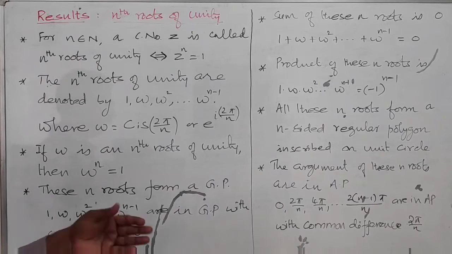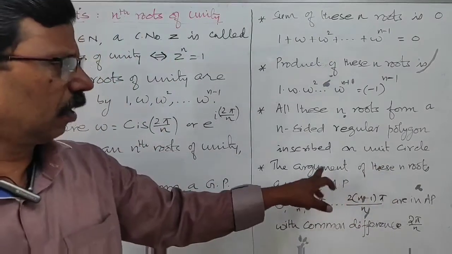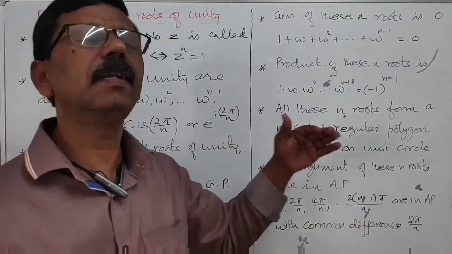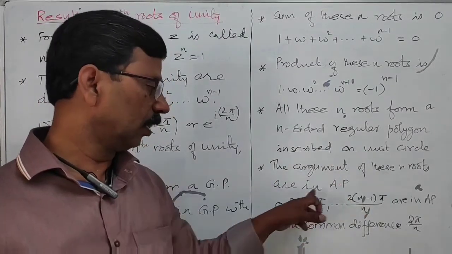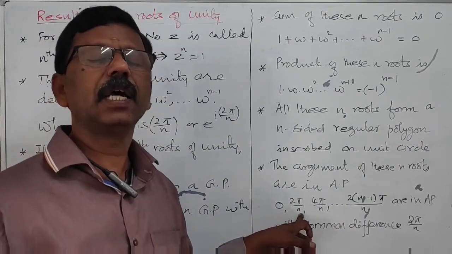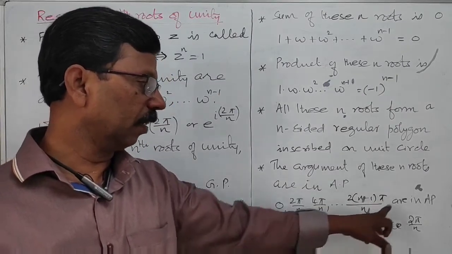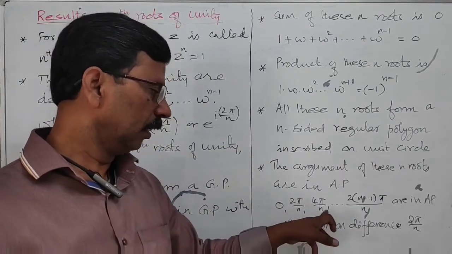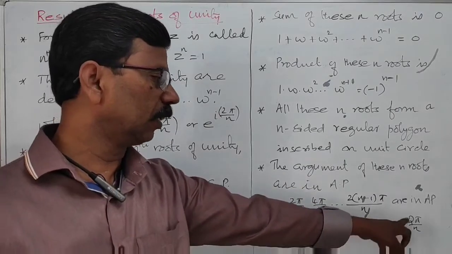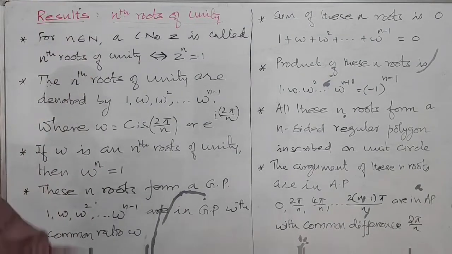Then the arguments of these n roots are in AP, an arithmetic progression, with the general value 2 pi by n. All these n values form an arithmetic progression. That is, the first argument is 0, the second argument is 2 pi by n, the third argument is 4 pi by n, and the nth argument is 2 into n minus 1 pi by n, with common difference 2 pi by n, because t2 minus t1 or t3 minus t2 gives a common difference of 2 pi by n. These are very important results based on the nth roots of unity.